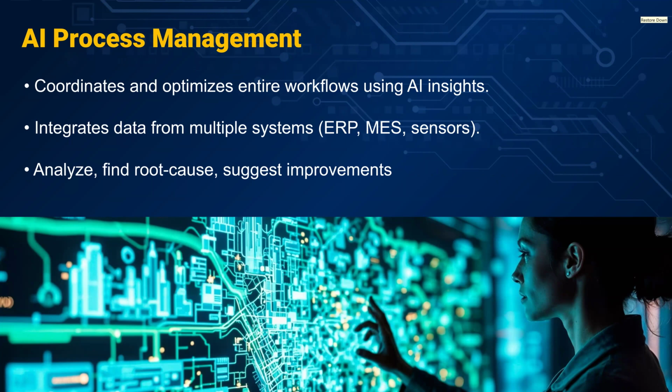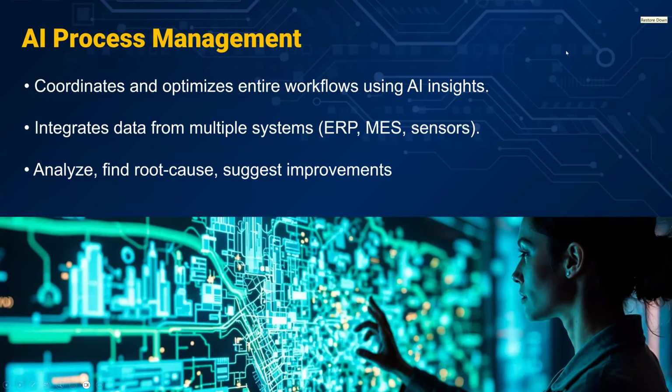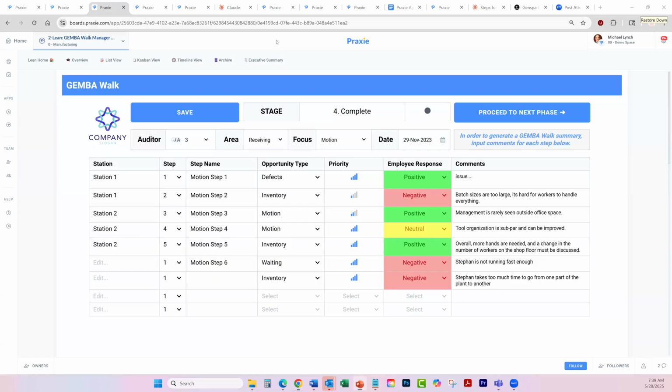It integrates data from different systems. This is really important because currently this is really problematic, getting all this data together. And I'll discuss a little bit about how we do it and how the ability to ingest and deal with multiple types of data is incredibly important to this process management. And then it can analyze data, find root causes, and suggest improvements. I'll walk quickly through an example of our solutions that can do this.